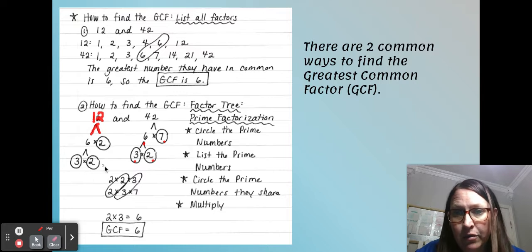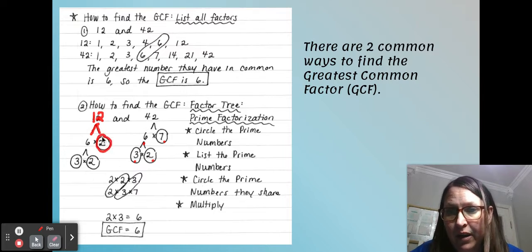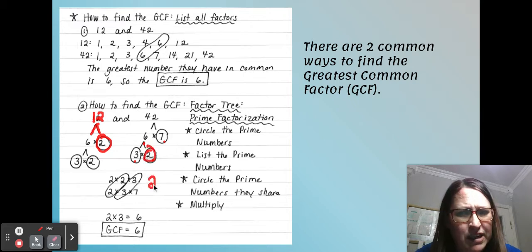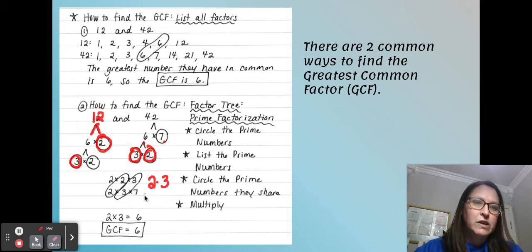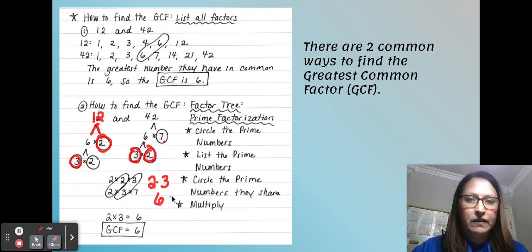Now I have to circle the numbers they both have. They both have a 2. So I'm going to put 2 down here. I'm changing the way they did it down here just a little bit. And they both have a 3. A 3 and a 3. So now I have 2 times 3. What's 2 times 3? 2 times 3 is 6.